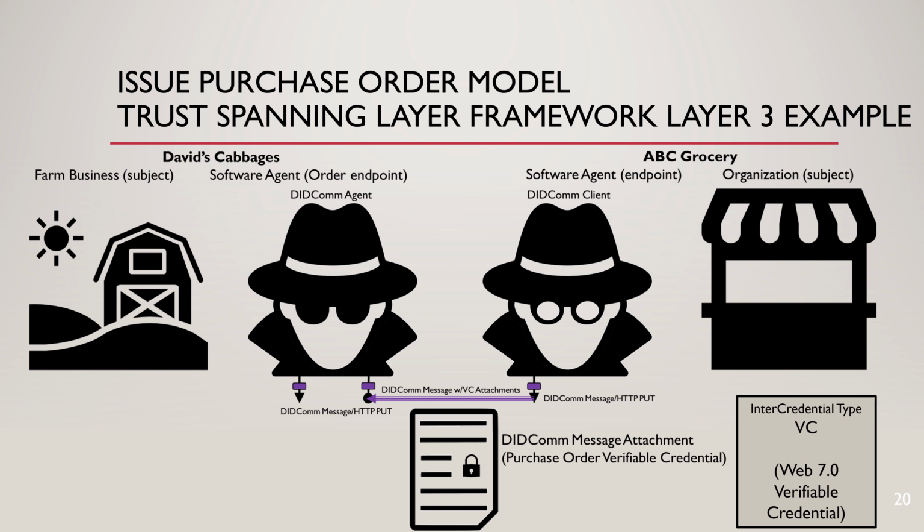Let's look at 2 more examples. The issue purchase order model. So here we have ABC Groceries wants to order 10 cabbages from David's Cabbages, and it's going to do it by issuing a purchase order verifiable credential and send that over to David's Cabbages software agent, its order endpoint, if you will. Again, the InterCredential type is VC for verifiable credential.